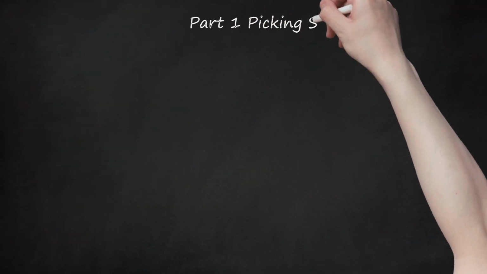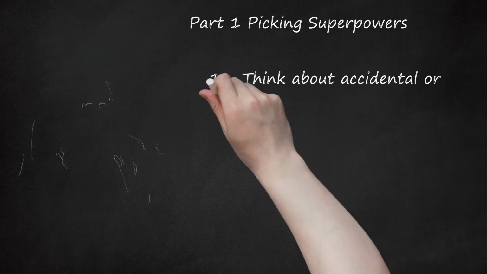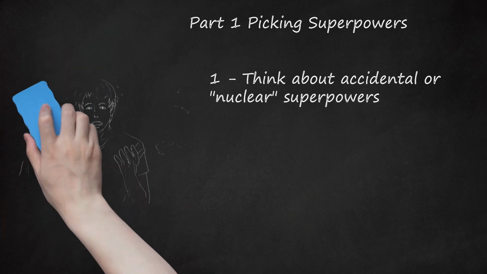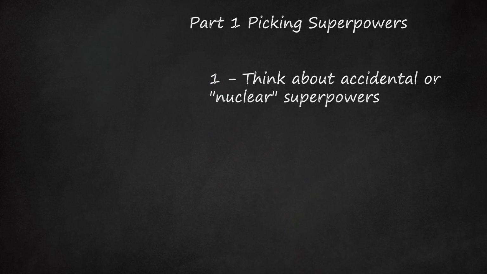Part 1. Picking superpowers. 1. Think about accidental or nuclear superpowers. Some characters have nuclear powers, which means that they've come in contact with some kind of substance that has given them superhuman powers. This was especially popular during the 1940s in the golden age of comics, when nuclear technology was on the rise. Daredevil, Spider-Man, Hulk, Flash, and Dr. Manhattan are good examples of these kinds of powers.